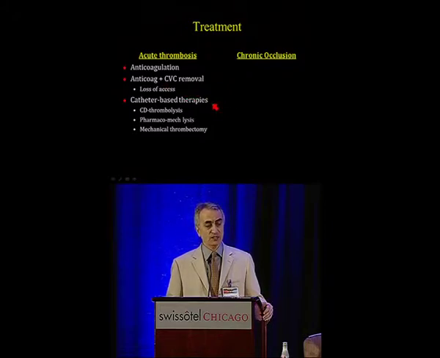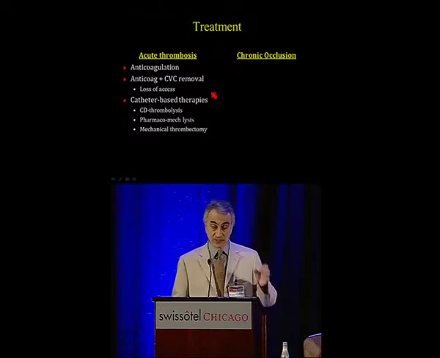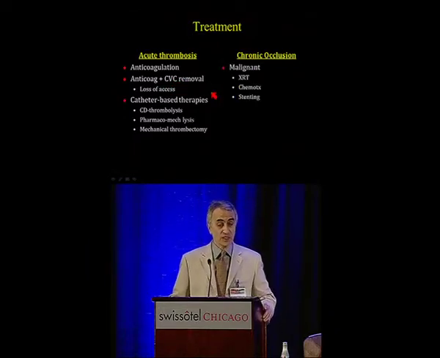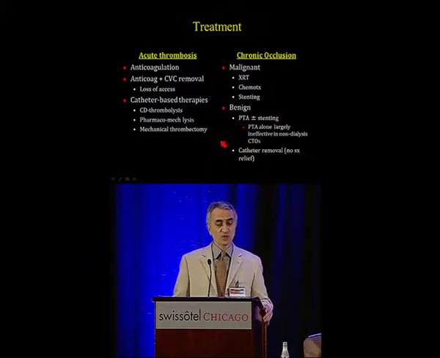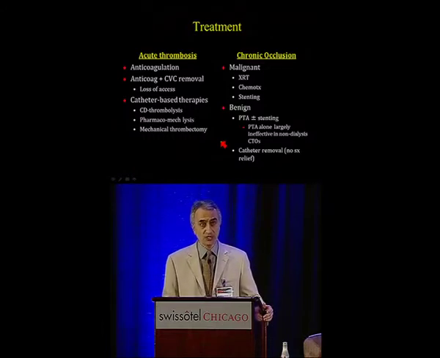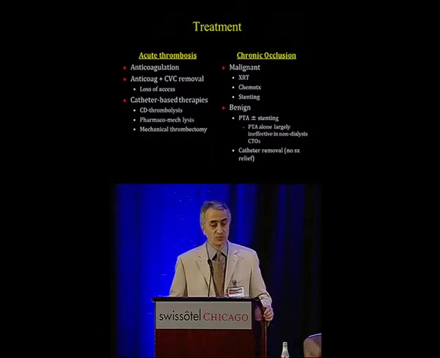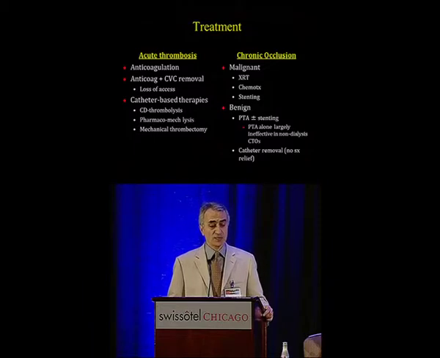In our center, in symptomatic patients, they usually get catheter-based therapies, and then we decide what to do with the central venous catheter, or treat the underlying lesion and address the culprit lesion. In chronic occlusions, again, as I mentioned, malignant is the more common cause. In terms of benign causes, angioplasty and stenting. Angioplasty alone, most of the time, if they have complete occlusion in non-dialysis patients, is ineffective. You have to support it with stenting and then decide what to do with the catheter.